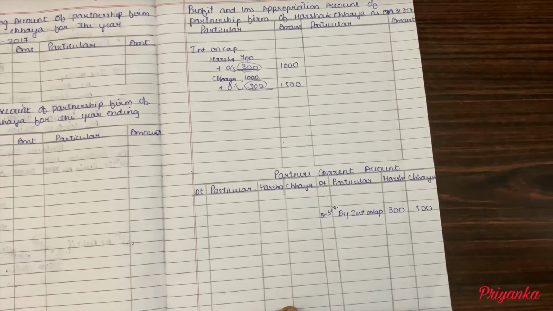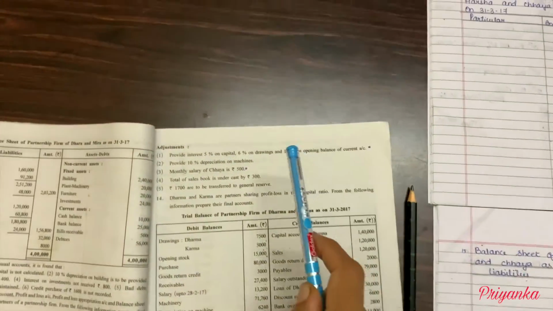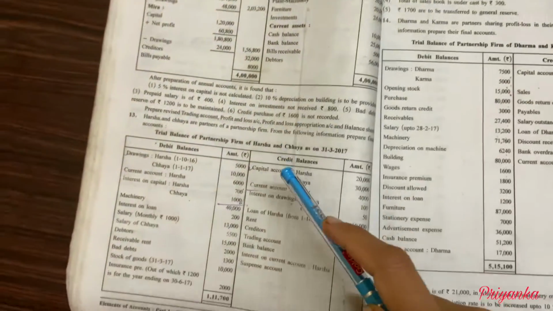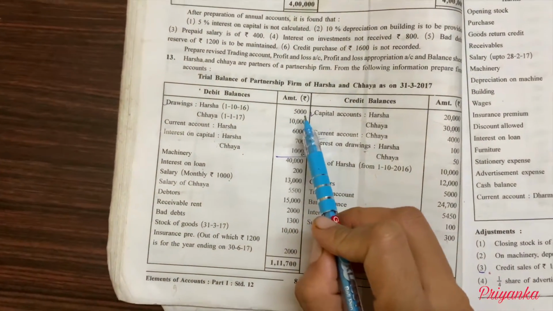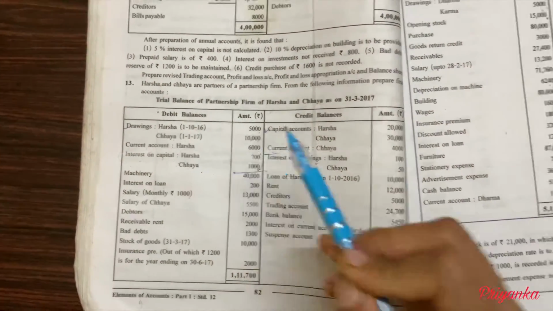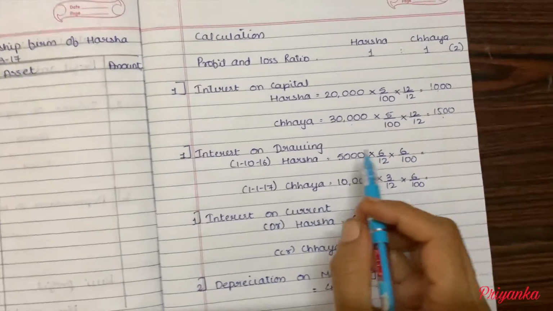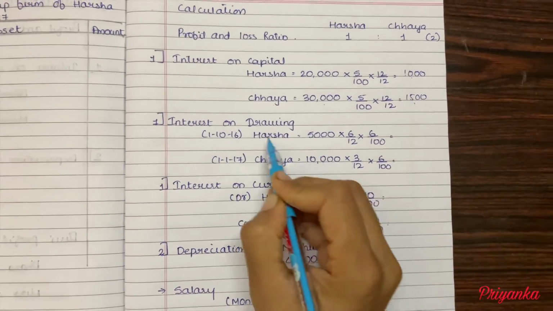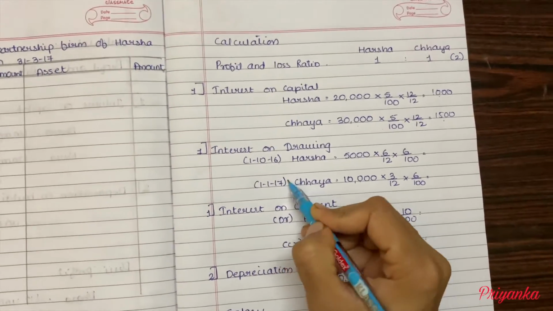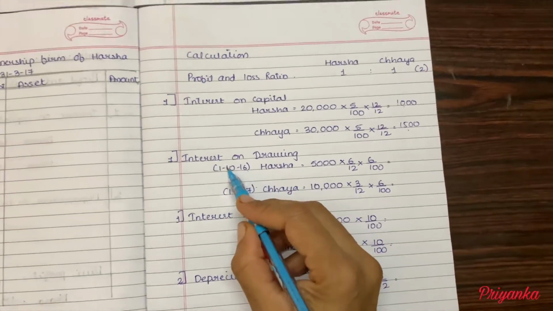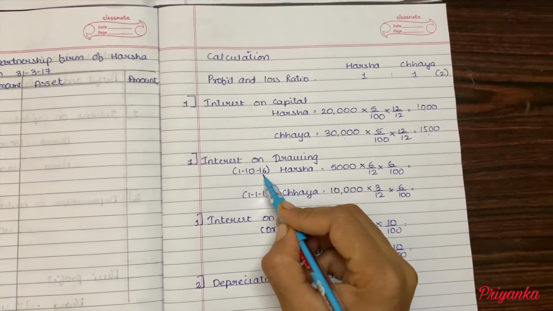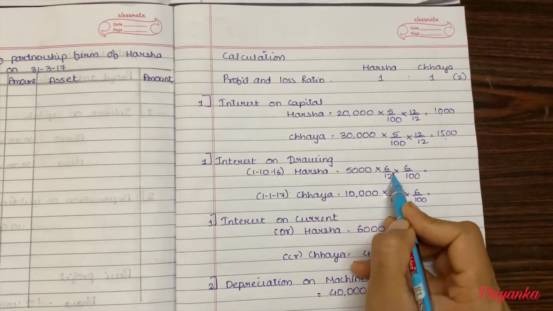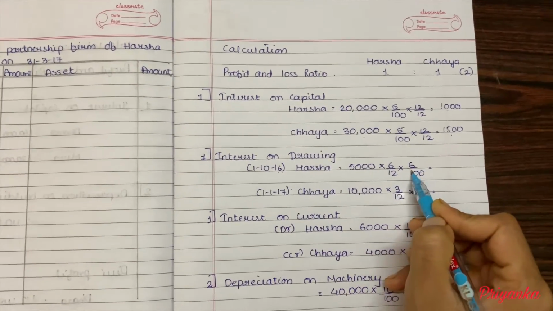Now the same thing we are going to do with the interest on drawing, because interest on drawing is also given in the trial balance. So let's make a calculation first. The drawing amounts are 5,000 and 10,000. Here I put the amounts 5,000 and 10,000, but the date was also there. So here we are going to make a calculation. From 1/10/2016 to 31st March 2017, it would be 6 months. So the calculation will be like this.